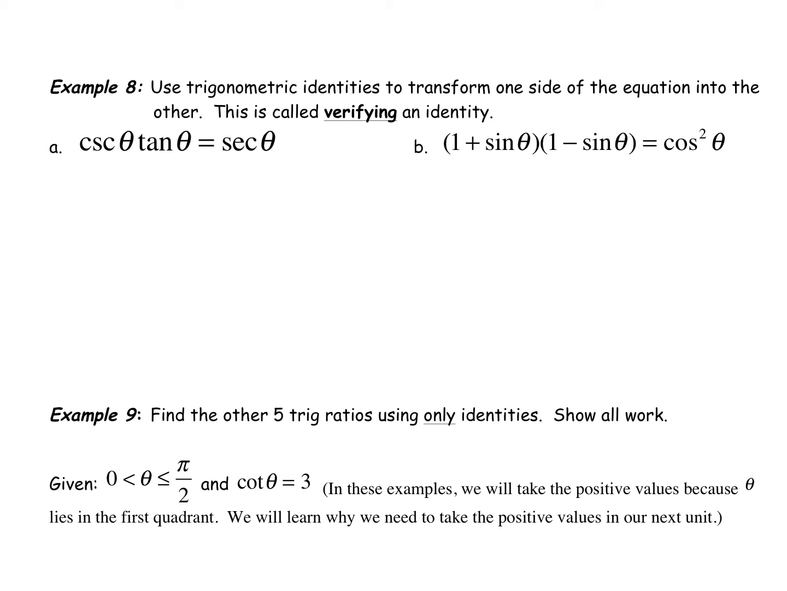In example 8, we are going to verify trigonometric identities. One of the things we can do with trigonometric identities is use them to verify other trigonometric identities. In this process, we will choose one side of the equation, usually the more complicated side, and we will show step by step how we can transform one side of the equation into the other. Unlike when you solve an equation, you cannot work with both sides at once. So we are going to only work with one side.